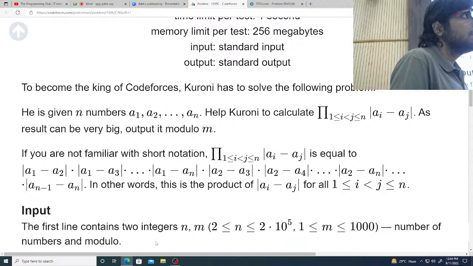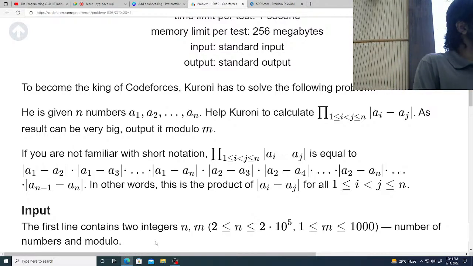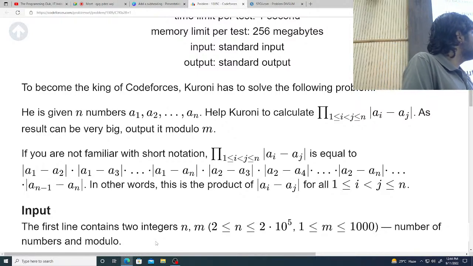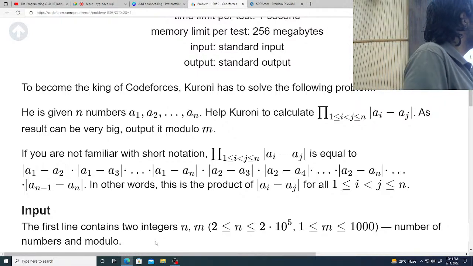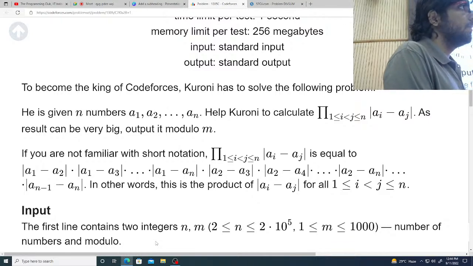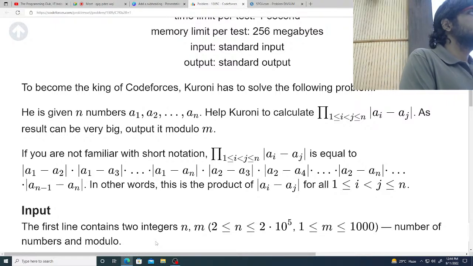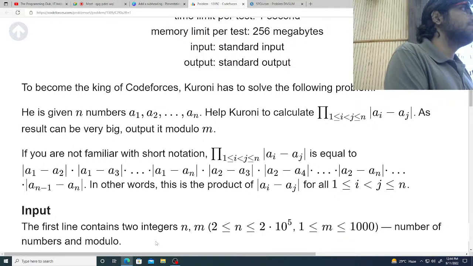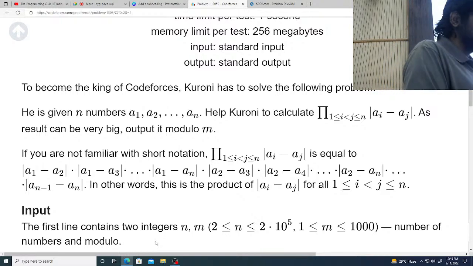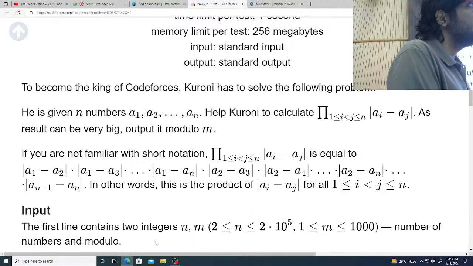Not necessarily distinct. You can assume that if they're not, then the answer is 0. N is much bigger than the modulo. There must be two numbers which give the same remainder, so the difference will be zero, and the product will be zero. Correct. So everyone got what he said? He basically said that n is quite bigger than m here in the given problem.